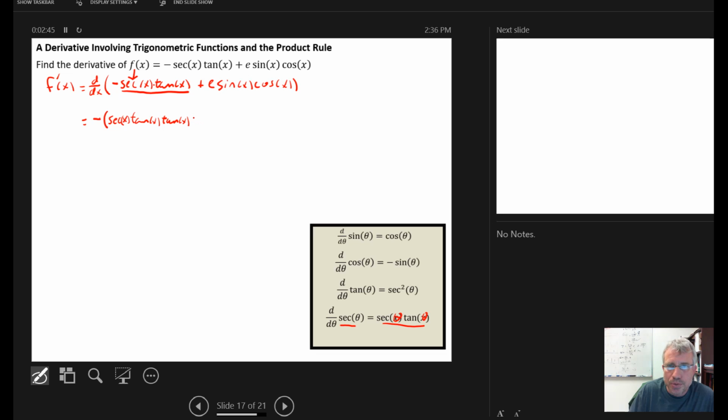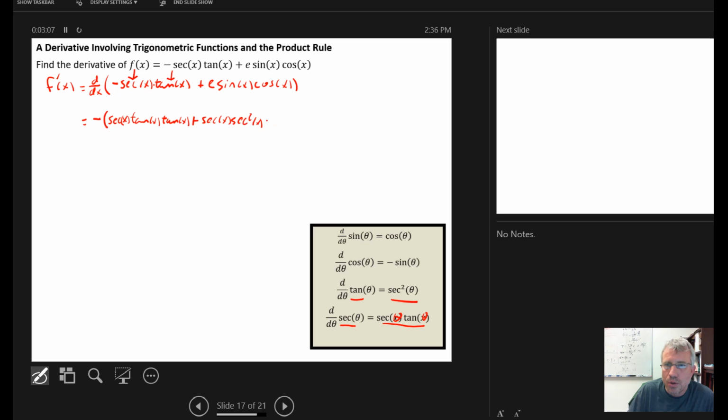And then the product rule says plus, add to that, now take the first function, the secant function, secant of x, and multiply it by the derivative of the second function. And the derivative of tangent is secant squared. So secant times secant squared of x. So that takes care of the first one.